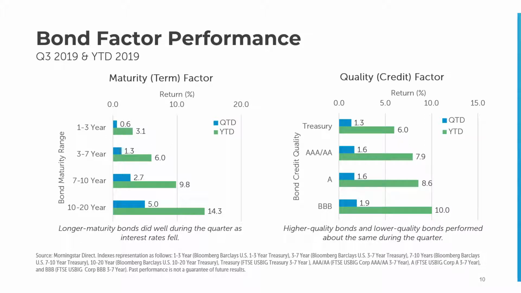We typically prefer investing in bonds that have shorter maturities and higher quality than the broad bond market. During the third quarter and for the year, falling interest rates helped all bonds, especially longer maturity bonds, as seen in the graph on the left. In the chart on the right, returns were fairly similar across all credit qualities for the quarter, with a slight edge towards the BBB rated bonds.